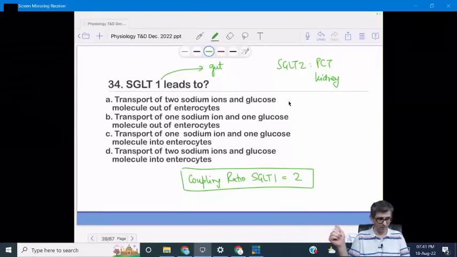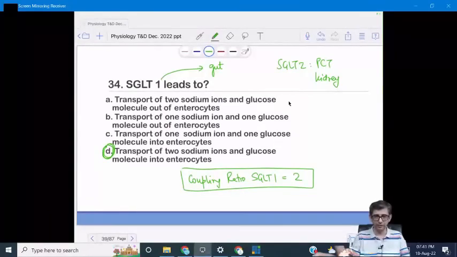Yes, the correct answer for this one would be option number D, that is transport of two sodium ions and glucose molecules into the enterocytes. The coupling ratio is 2. Answer to 34 is D.